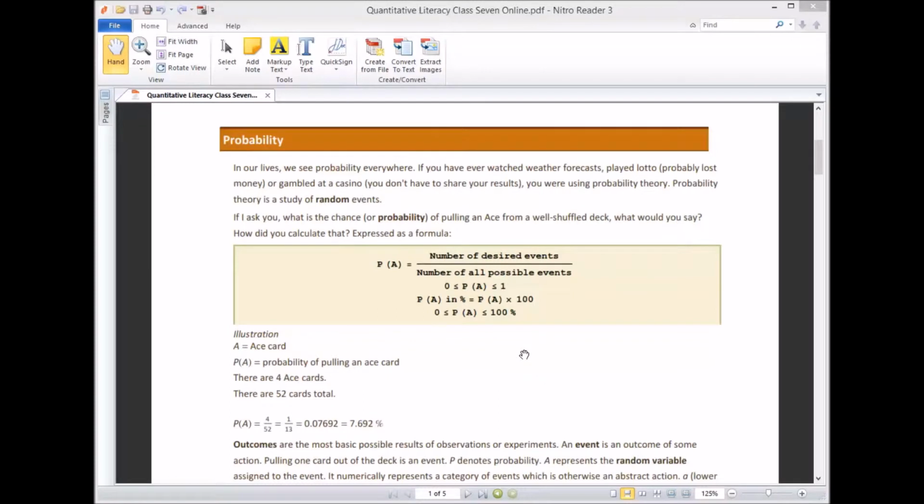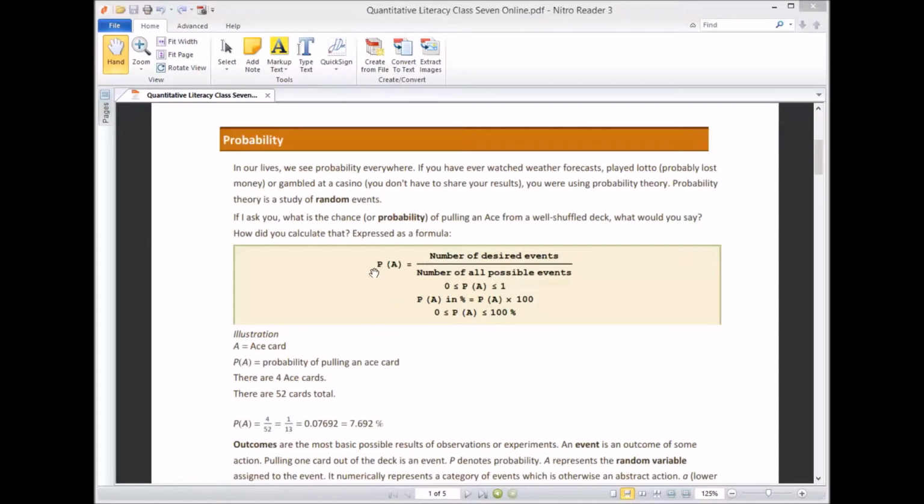Let's express the probability in the formula. P of A is equal to the fraction: on the top is the number of desired events, over the bottom, the number of all possible events. The desired events in this case are the ace cards, and there are 4 of them, so the number 4 goes on the top. The number of possible events, meaning all possible cards, would be 52, so it will be 4 out of 52.